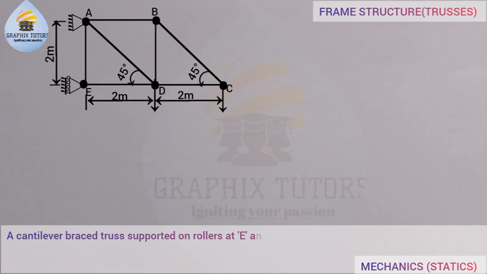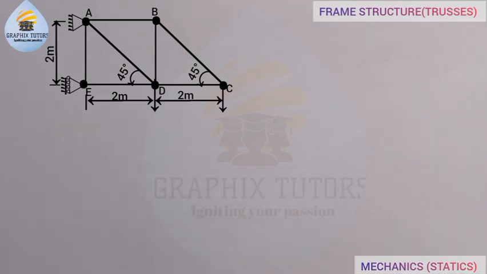Now, if you look at the figure above, this is what we have. It says it is hinged at A. This is what we call the hinge support, this symbol you're seeing here. And it is roller at E. This is what we call the roller support, what you're seeing here.